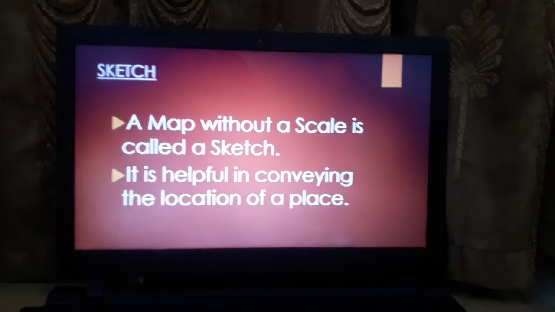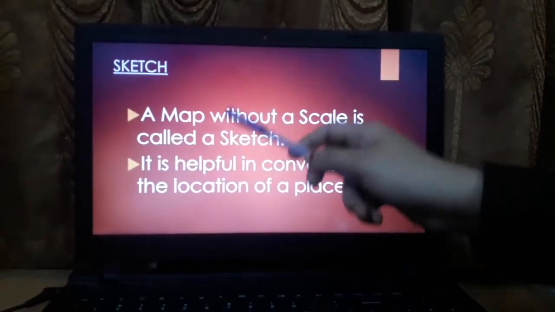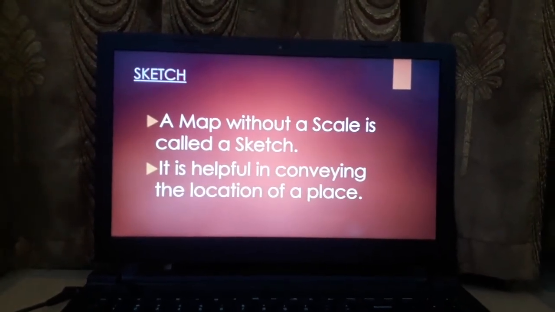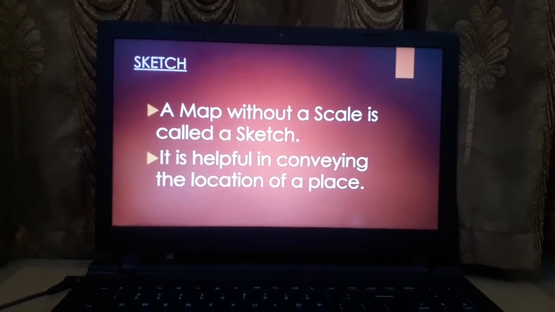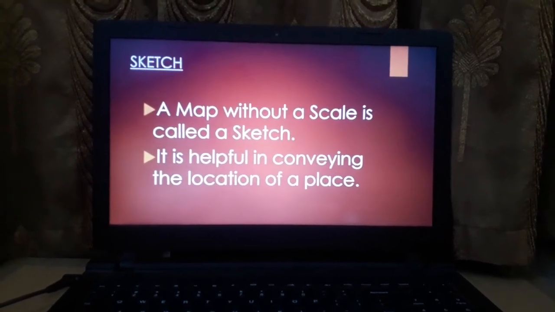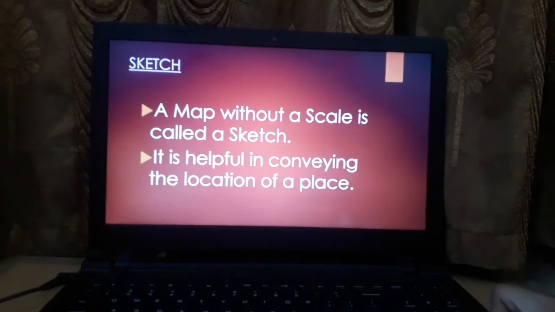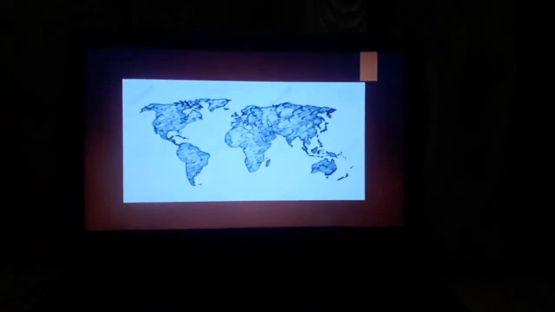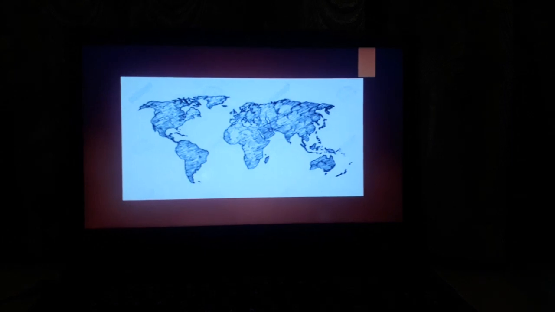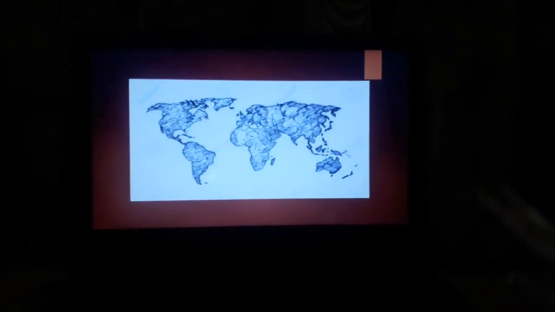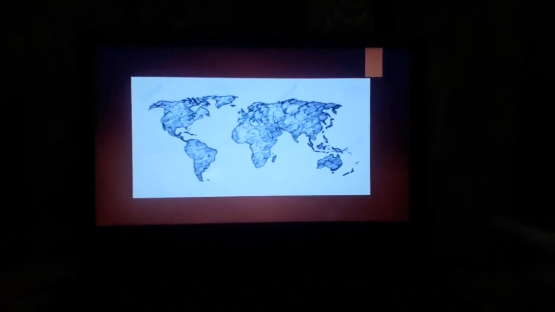And the second category is a sketch, a map without a scale. When a scale is not used in a map, the other option we have is to make a sketch. It is helpful in locating a particular place. For example, this is a sketch of a world map. It is almost like a normal map where we can locate places and have a proper understanding.